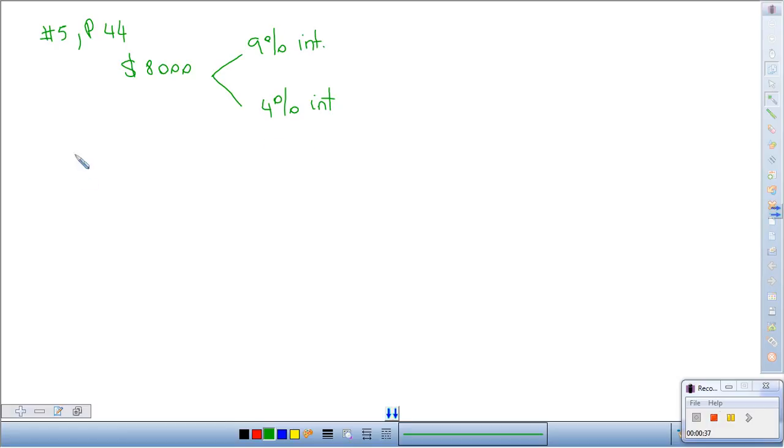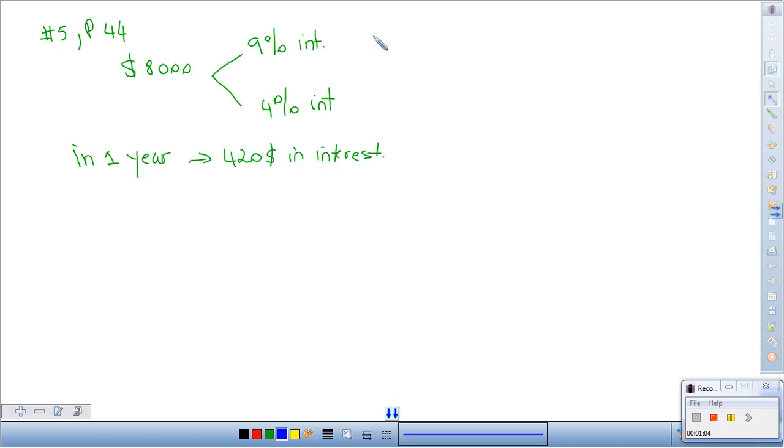After 1 year, so in 1 year, she earns from her interest $420 in interest. The problem is asking us how much did she invest at each rate. Now, we know that she invested some money at 9% rate and some money at 4%.